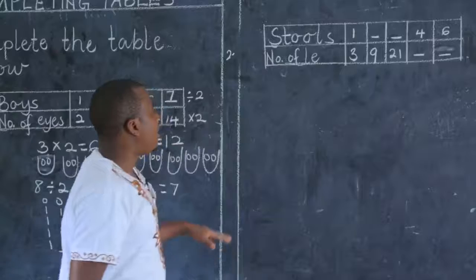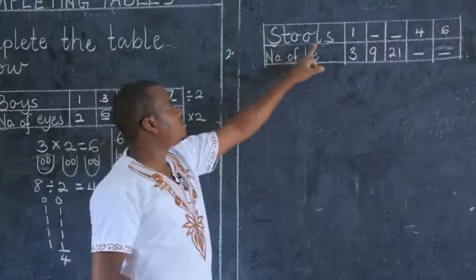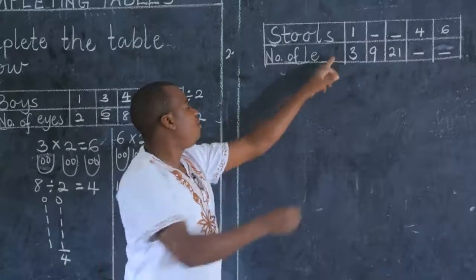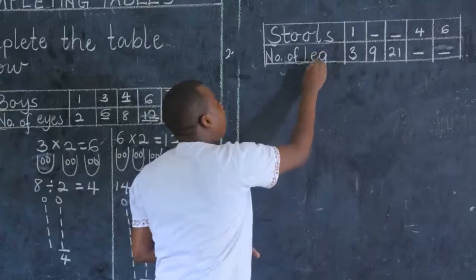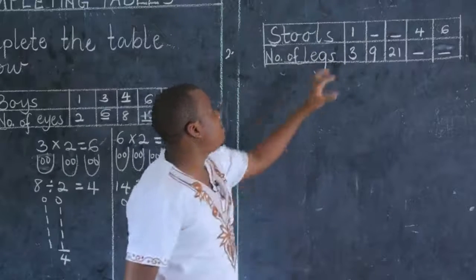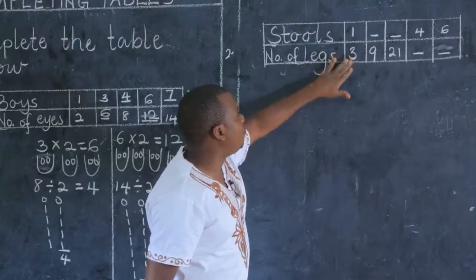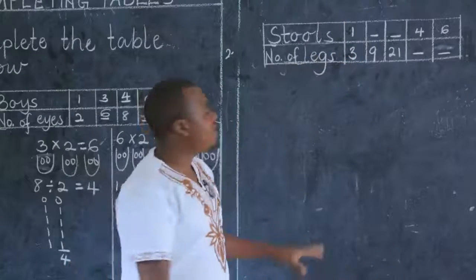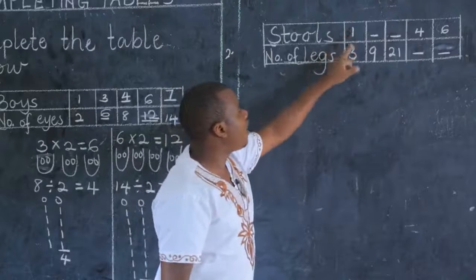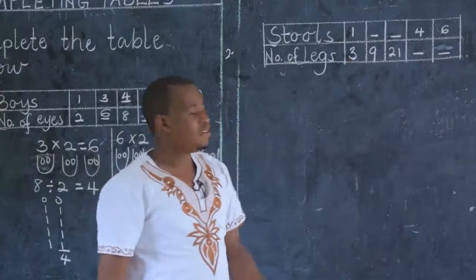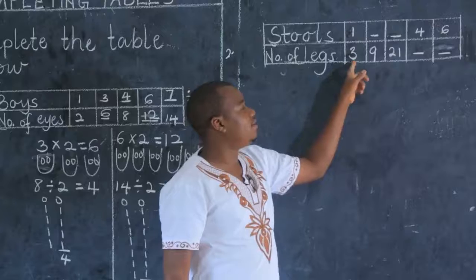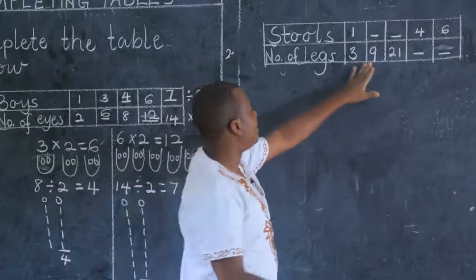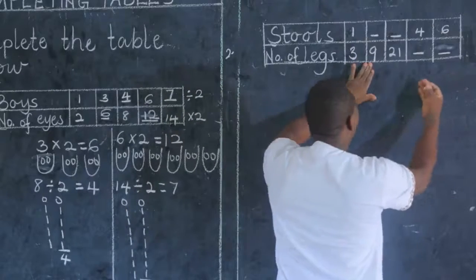So what do we have here? Our second example has stools, and we are going to find the number of legs. But this first one is already complete, and this is the one that is giving us the scale. So the scale is saying one stool has 3 legs. One stool has 3 legs. So we come and indicate how we are going to find our answers.